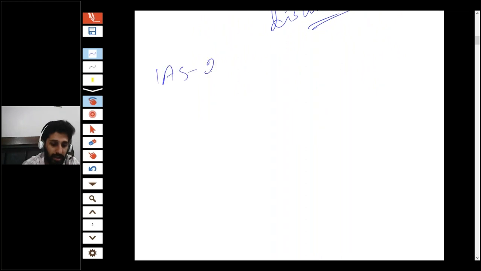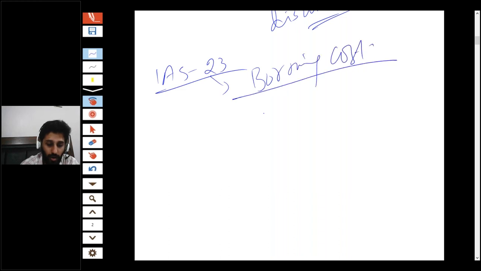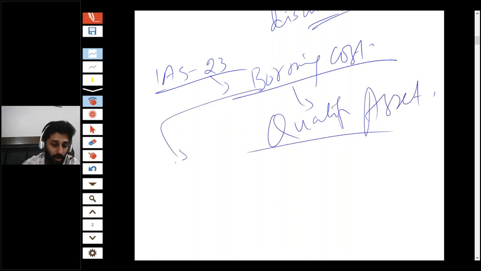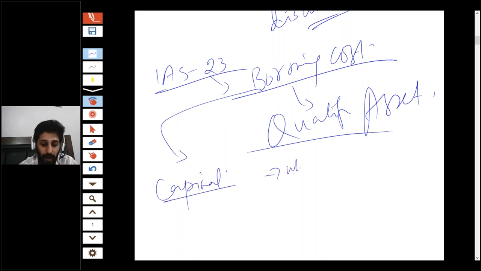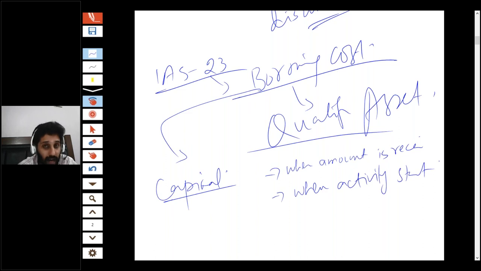You know, IS 23 says that it's borrowing cost. It's applied on qualifying assets, and the borrowing cost needs to be capitalized. It is capitalized when the amount is received, when the activity of the construction starts, and you should suspend or pause the capitalization when the activity is completed, right?